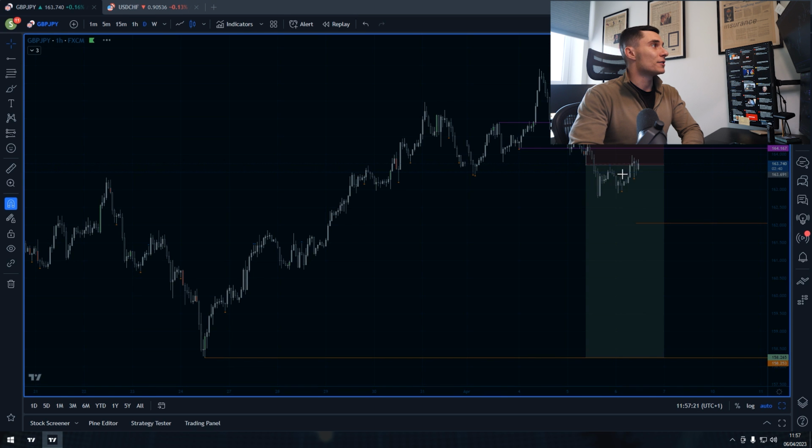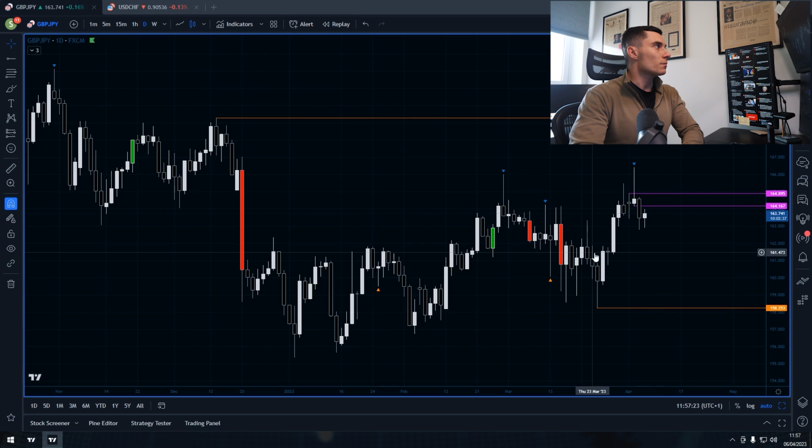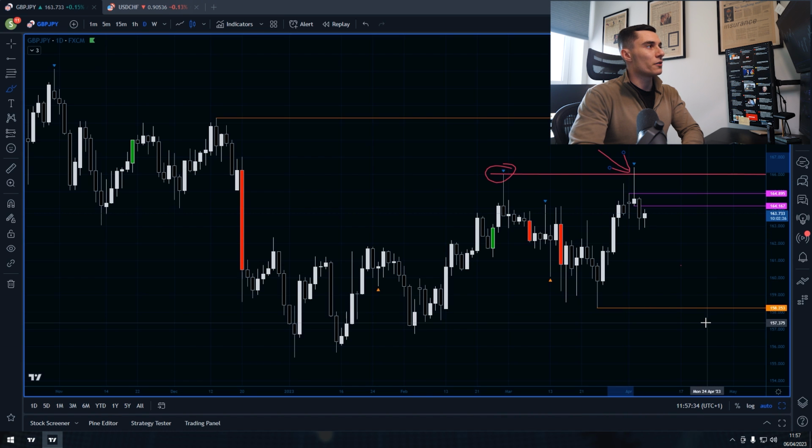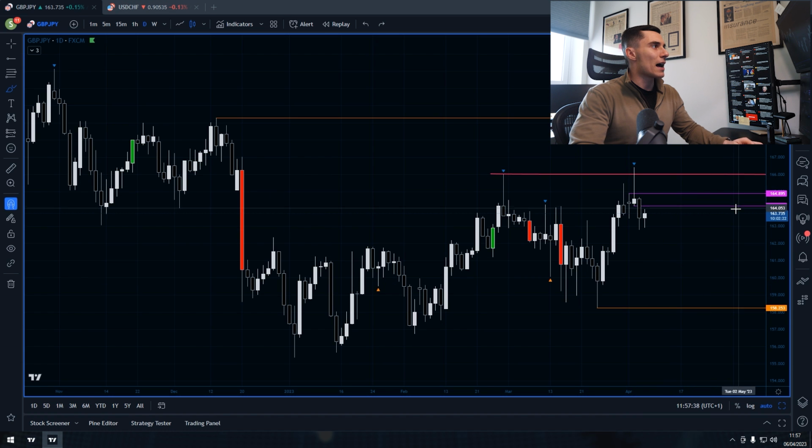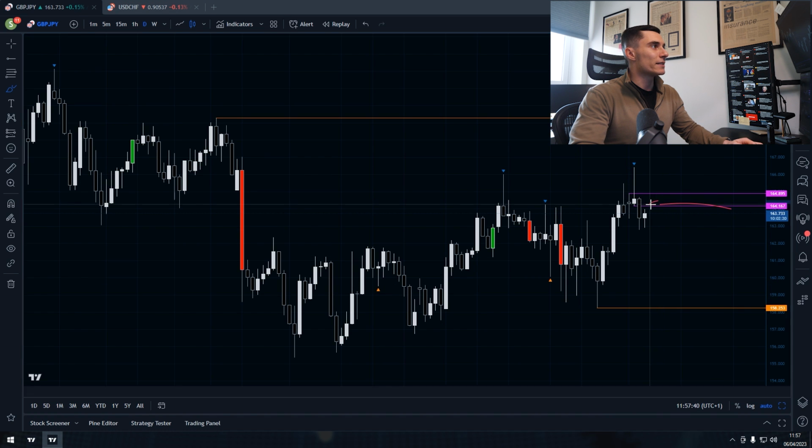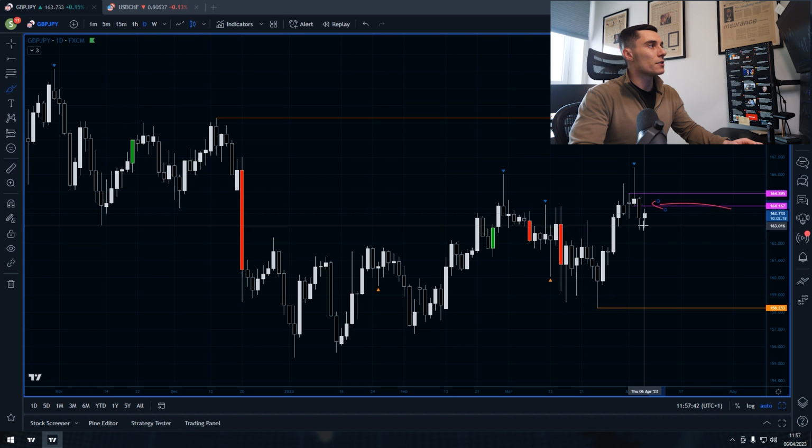Pretty much the inverse setup, but we're looking for the short here rather than the long as we were on dollar Swiss. Again, price has taken out that high. It's given us that nice bias candle that we look for, the shooting star or the inverted hammer. And then we had a nice daily breakdown in the following day's candle, indicating that the market's ready to sell off.